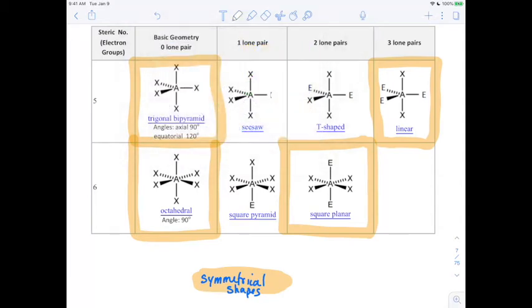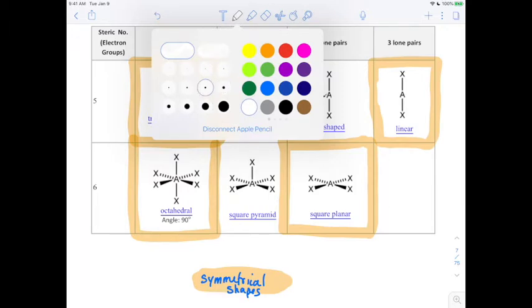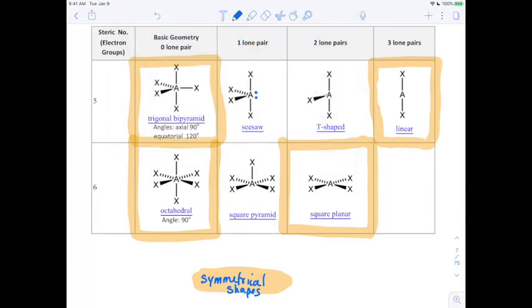I'm going to go ahead and modify these ones with electrons so you can actually see the electrons. So you can see how they are not symmetrical. Except I should say the square planar and the linear. All right, so the ones that I have highlighted are symmetrical shapes. The ones that I did not highlight are not symmetrical shapes.